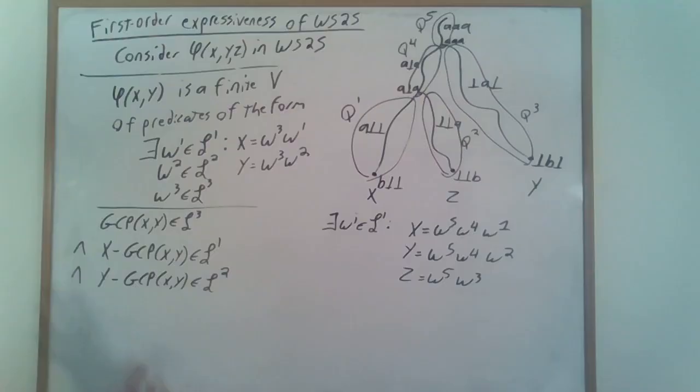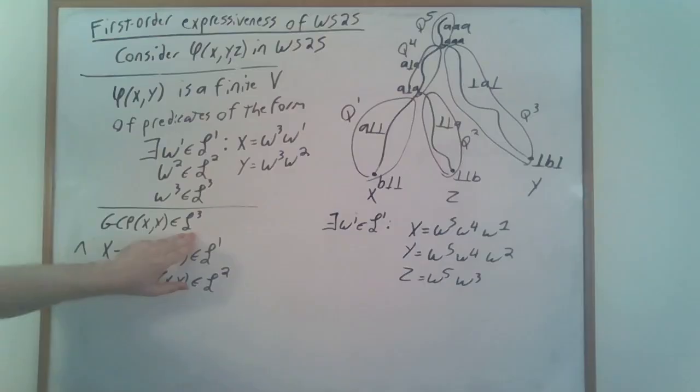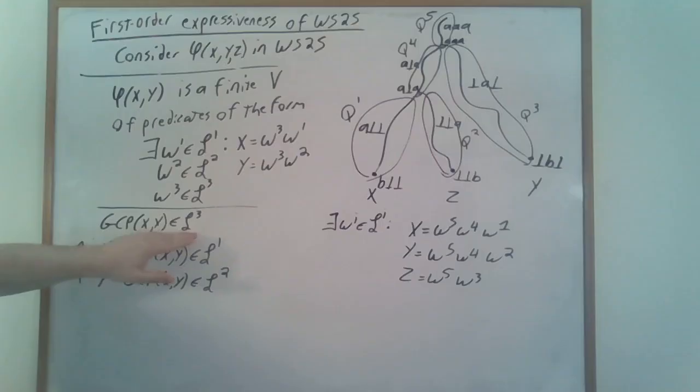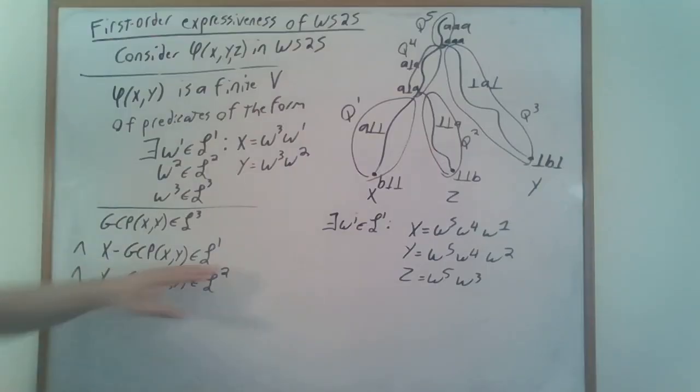And this looks a lot like our classification for weak S1S, right? We were able to assert that various x fell into some eventually periodic set. Well, the analog of that is that some x falls into some regular language. Or we could say that the difference of two elements in weak S1S fell into some eventually periodic set. Again, this is kind of the analog of that. Except that now when we went from weak S1S to weak S2S, suddenly the greatest common prefix has gotten involved.